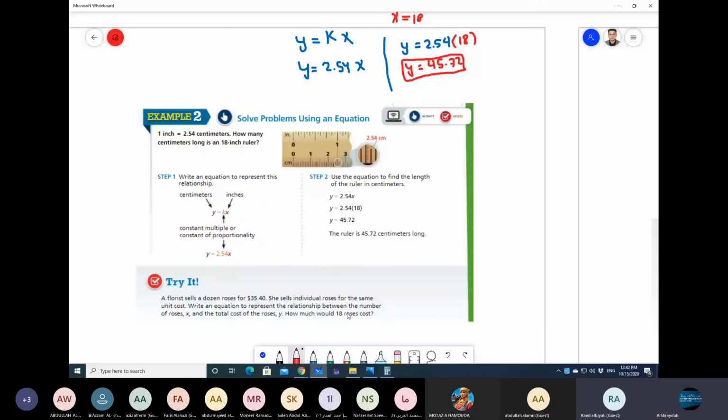Okay, and who can read the Try It question here? Me. Yes, please. Try it. A florist sells a dozen roses for 35.40. She sells individual roses for the same unit cost. Write an equation to represent the relationship between the number of roses, x, and the total cost of the roses, y. How much would 18 roses cost? What do you think? What do we have to do?